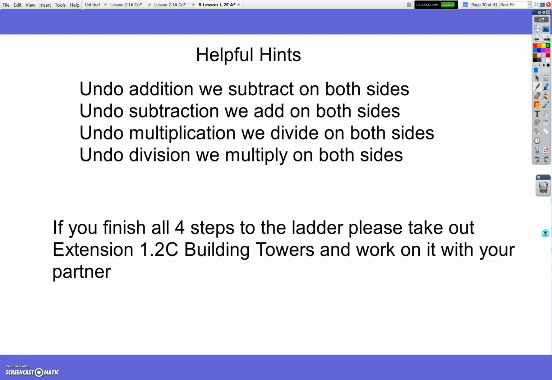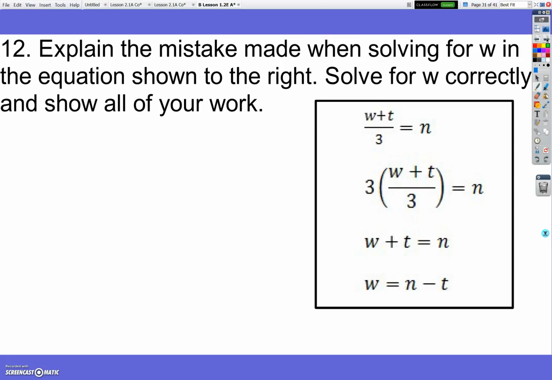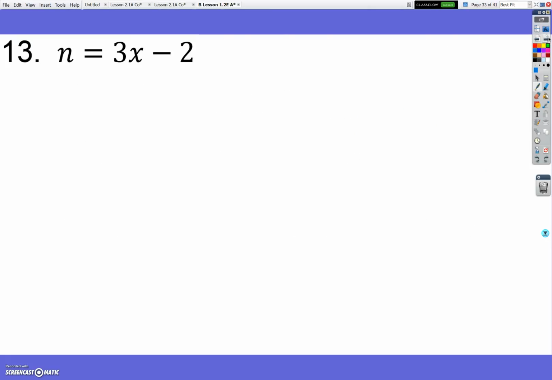So, what we're going to do now is, let's see, we're going to skip this. We're going to jump right into 13.